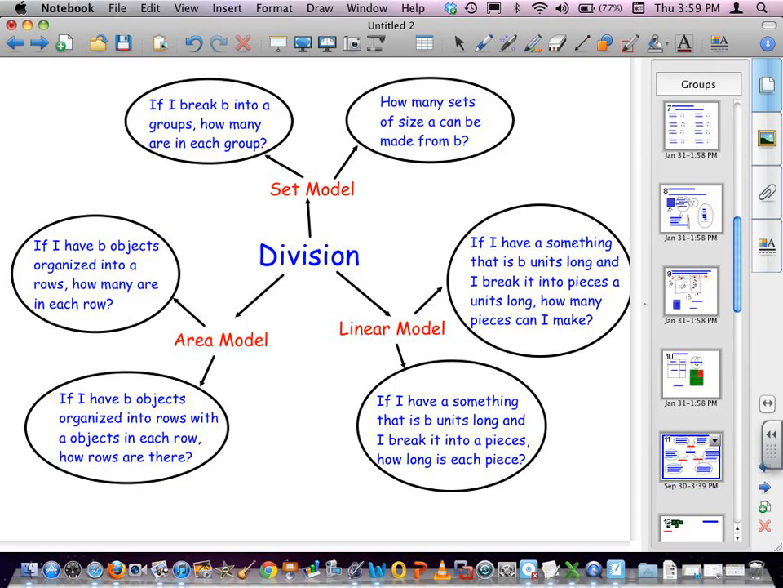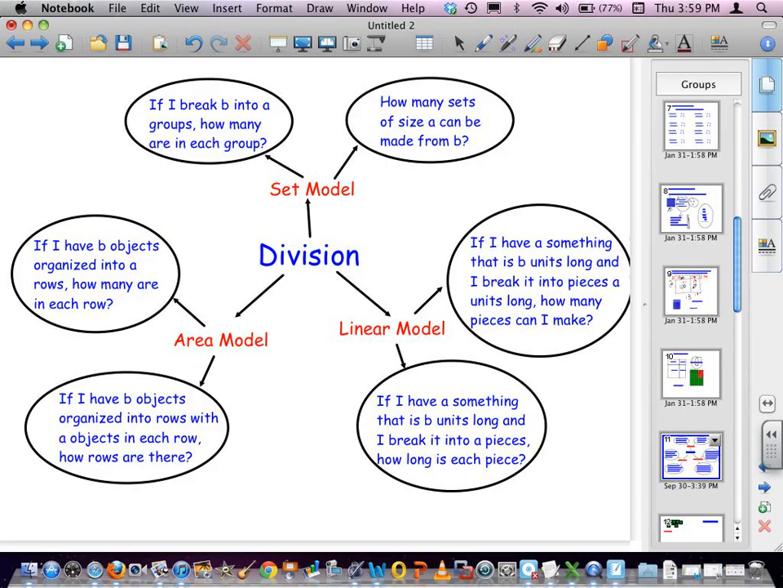Same with the linear model. I have a length that is a certain length, and I break it into pieces that are a certain length long. How many of those pieces do I need? Or I have a certain length, and I want to break it into so many equal pieces. How long are the pieces? So regardless of what model you're using, you always have that double nature for division.